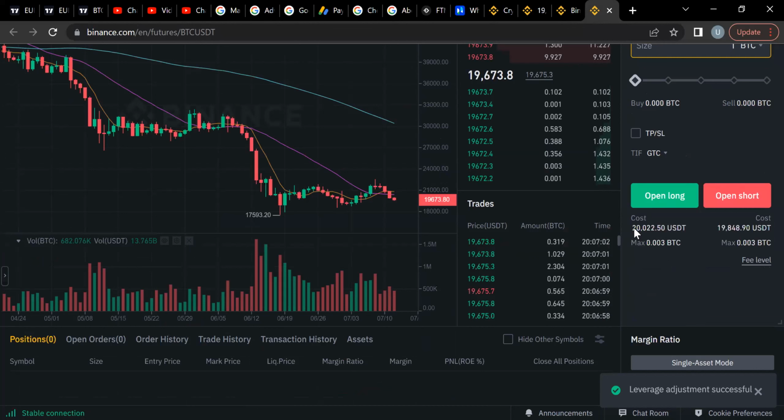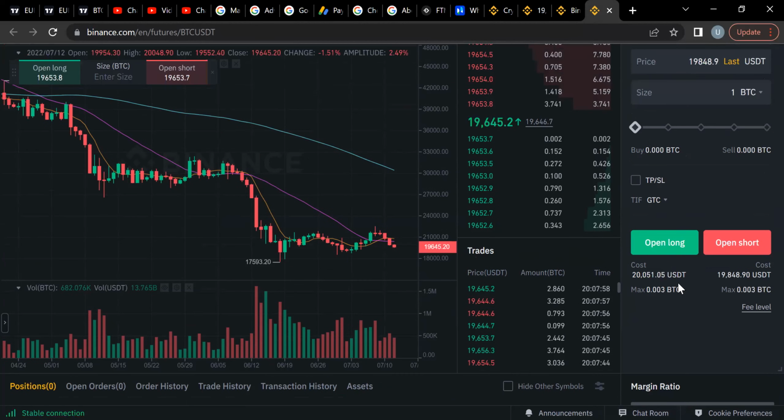All right, you see, I need 20,022 because of fees. There's something called funding fees. I will explain it later. You understand? That's why there's a difference. Maybe long is paying short or something like that. That's why you see that for me to open long, I must have 20,042 USDT. For me to open the short, I must have 19,849. The difference is something we call funding fees. I will explain later, right?